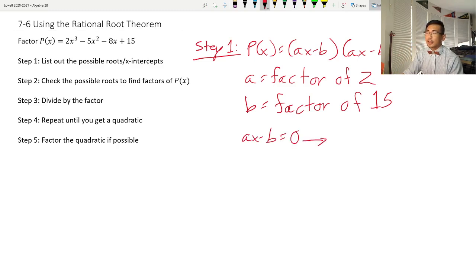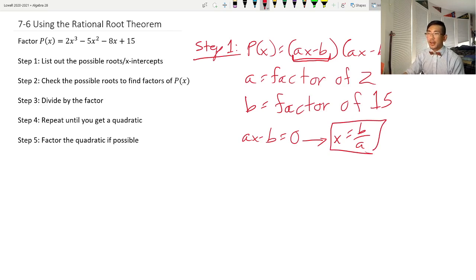Okay, so that means, by the way, that if ax minus b equals 0, then the actual x-intercept is equal to b over a. Again, the letters don't actually matter. If you set it as a over b and so on, that doesn't matter. But just remember that whatever letters you use here, you evaluate the actual x-intercept correctly.